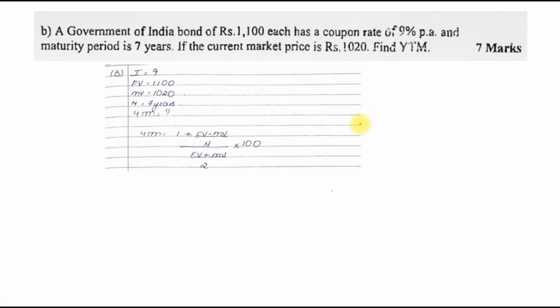Okay, once we get this, now we substitute. So 100 and 1100 into 9% is 99, plus 1100 minus 1020 upon 7, into 100, the whole thing upon 1100 plus 1020 divided by 2.